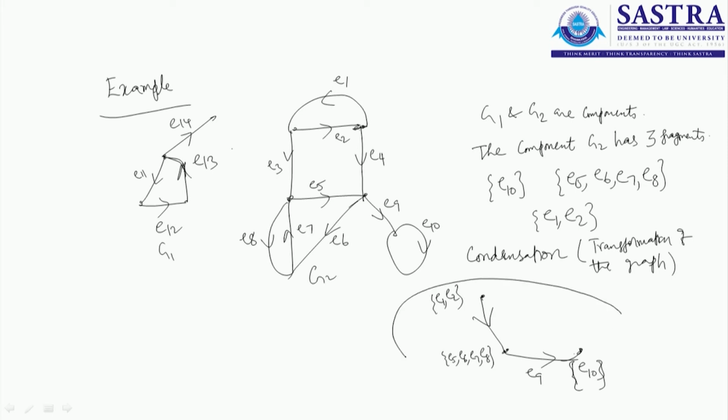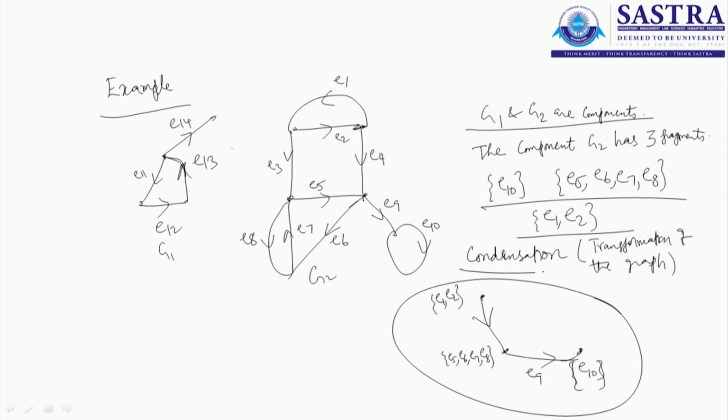So if you look at this, this is called the condensation of the given graph G. In this case, you have to remember what is meant by a component, which is a maximal connected subgraph, and if it has a directed path, or if it is strongly connected, then such a maximal component is called a fragment. Using this fragment you can transform the given graph into what is called the condensation of the given graph G.